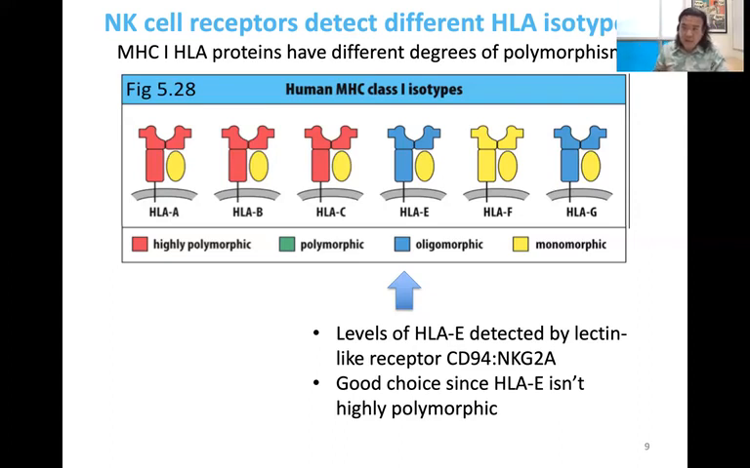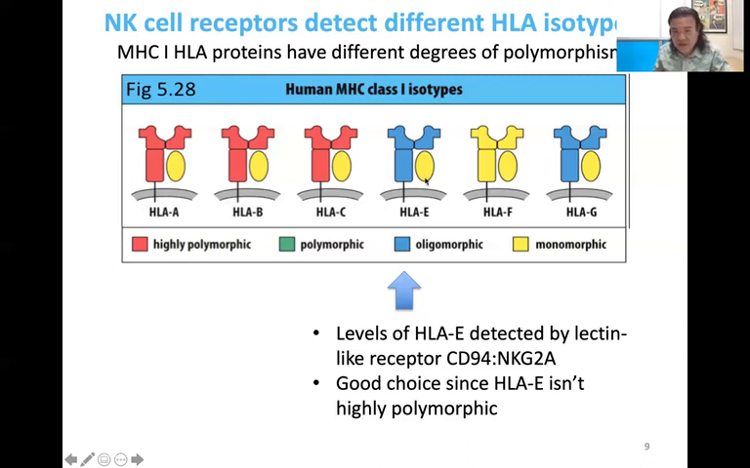But the fact that they're polymorphic makes it kind of tricky then, because how can you have a protein on the surface of an NK cell be able to detect MHC proteins on the surface of another target cell that the NK cell is pressed up against if the shape of the MHC is highly variable? Well, not all the HLA proteins are as variable as other ones.